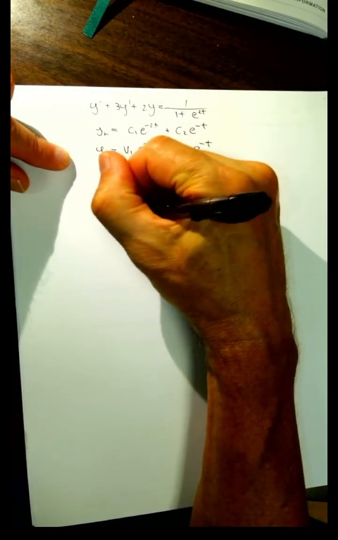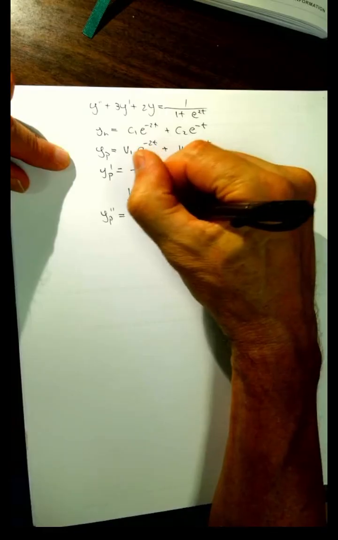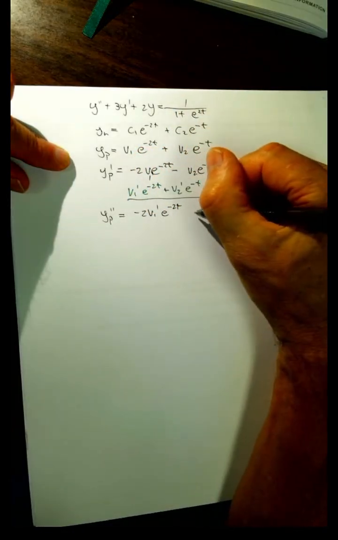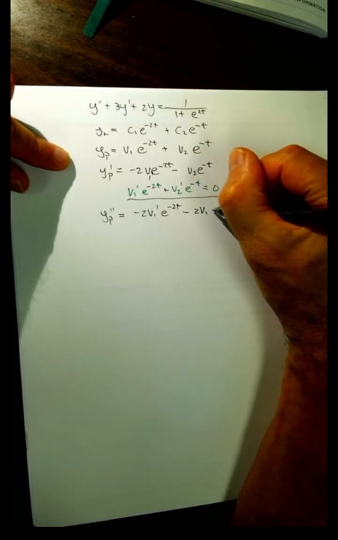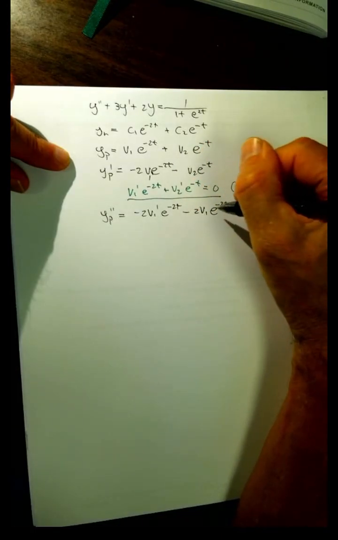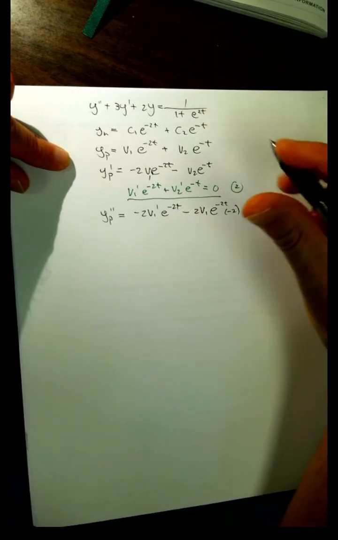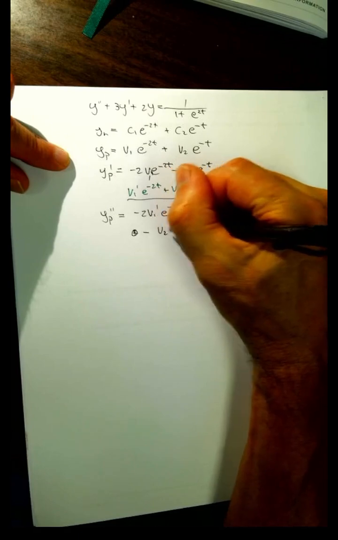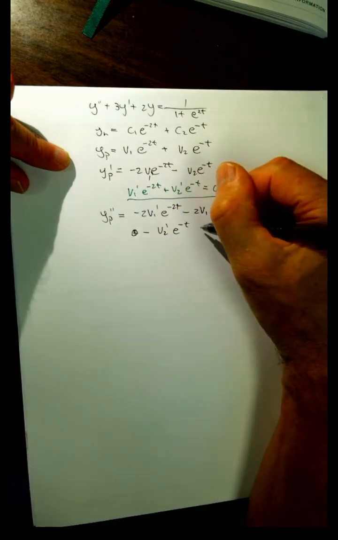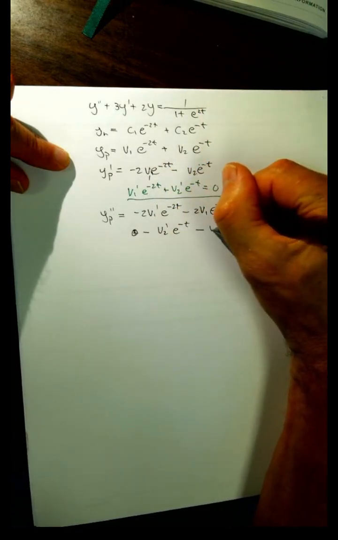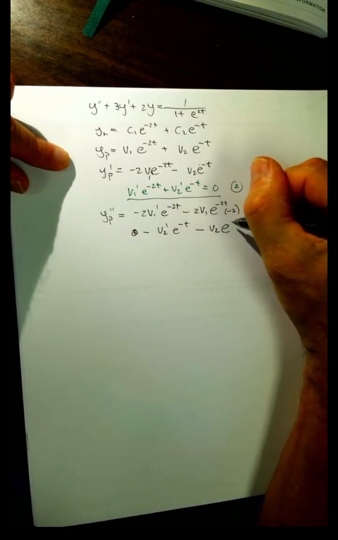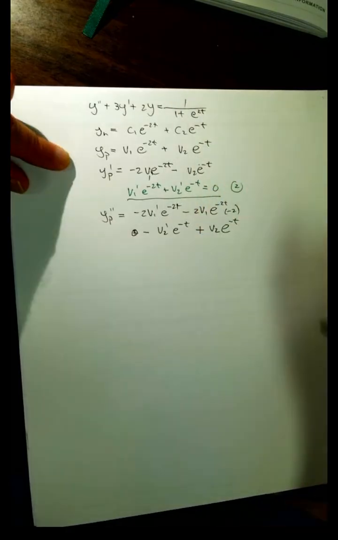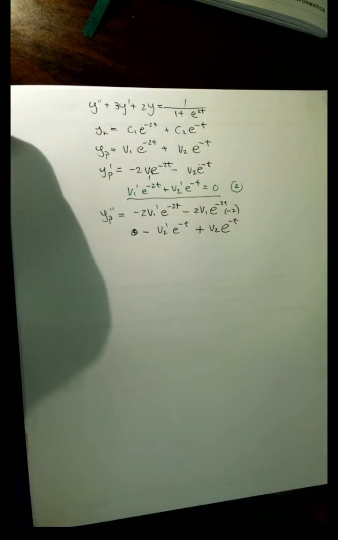So now when I take the second derivative, I'm going to have minus 2 v1 prime, because I have to use the product rule on the first term. So I'm going to have minus 2 v1, derivative of e to the minus 2t is e to the minus 2t times minus 2. Oops, it's going to be minus v2 prime e to the minus t, minus v2, derivative of e to the minus t is e to the minus t times a minus 1, so that becomes a plus.